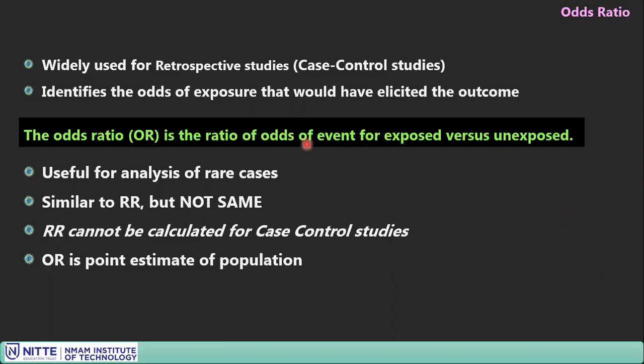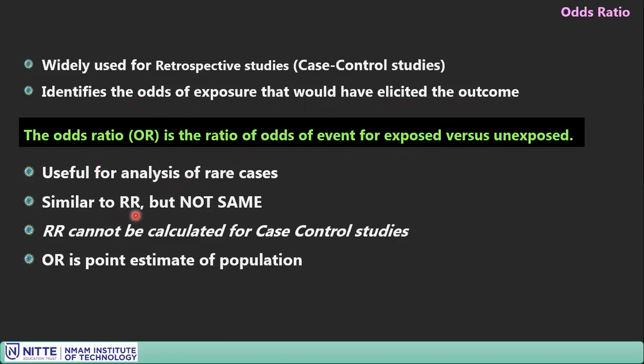What it does is identify the odds of the exposure that would have elicited the outcome, right? So odds ratio is the ratio of odds of event for exposed versus unexposed. What is the odds of event in exposed? What is the odds of event in unexposed? You take a ratio of those two, and that is the odds ratio. Now this is useful for the analysis of rare cases. Whenever a rare case has occurred, what are the odds that it is related to a particular cause? So causal analysis can be performed here.